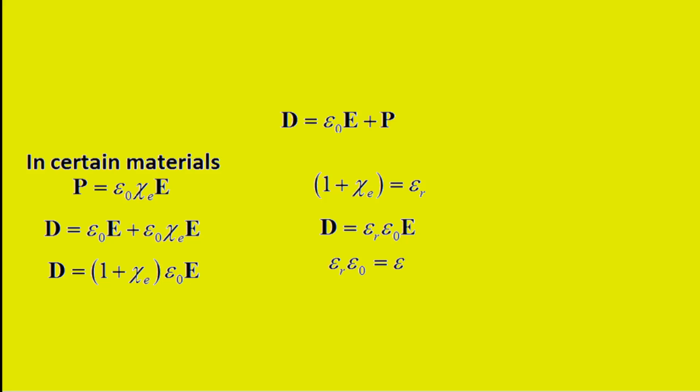We are going to make one last substitution. We will define epsilon naught epsilon R to be equal to epsilon. Applying this substitution, we get our final form for the displacement field, where epsilon is the permittivity.